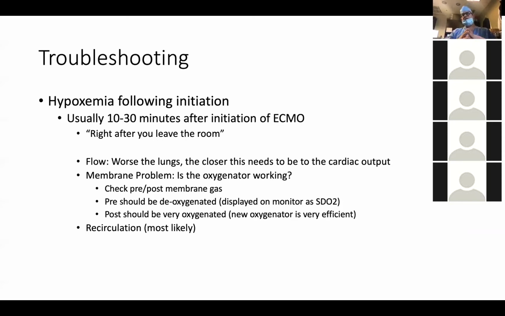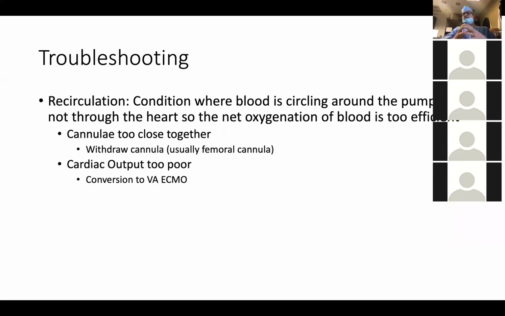Most likely what's happening here is what we call recirculation, which is blood is mixing together. And this is, again, where blood is circling around the pump, but not effectively getting to the heart. So oxygenation of blood, while efficient in the sense of oxygenation of the contained circuit, is not effective. There are 2 main reasons for this. In our coronavirus patients, this is most likely because the cannulas are too close together. We're pushing these cannulas in blindly, and we're intentionally putting them in deep because it's much easier to withdraw the cannula than it is to advance it again later.